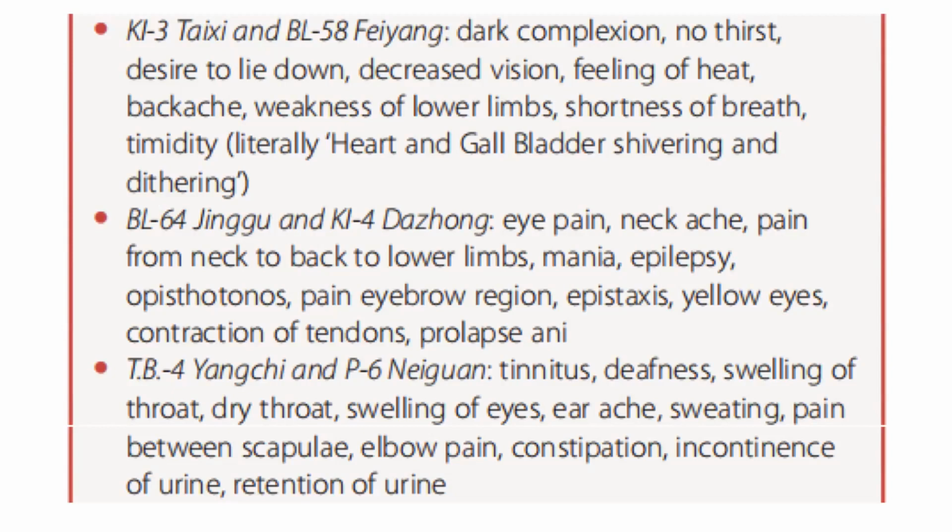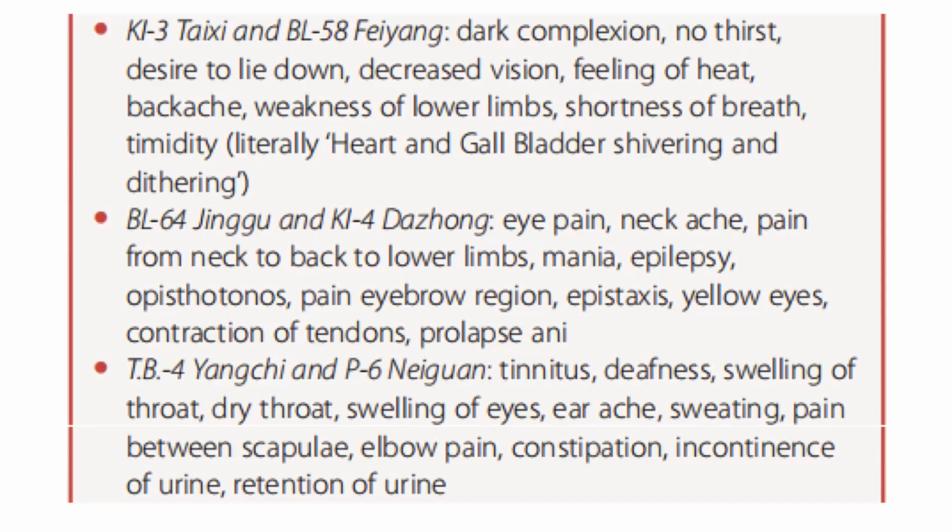Bladder 64 and kidney 4 can be used to treat eye pain, neck ache, pain from neck to back to lower limbs, mania, epilepsy, opisthotonus, pain in the eyebrow region, epistaxis, yellow eyes, contraction of tendons, and prolapse of the anus.